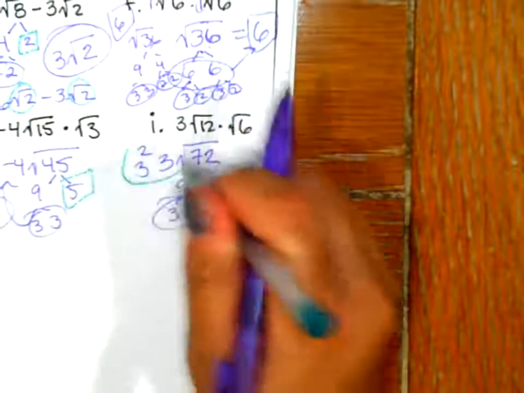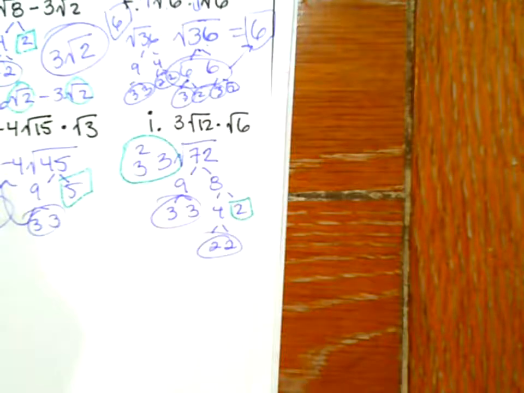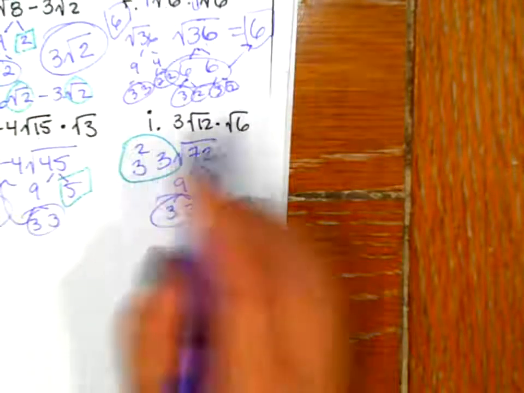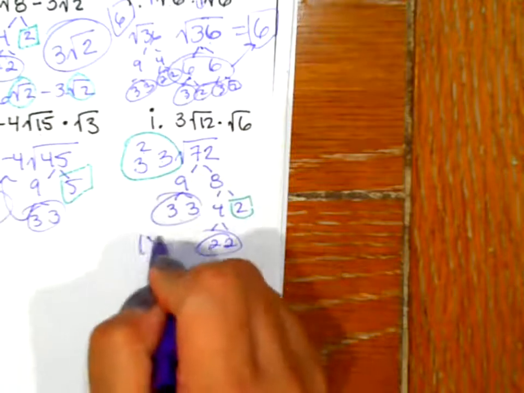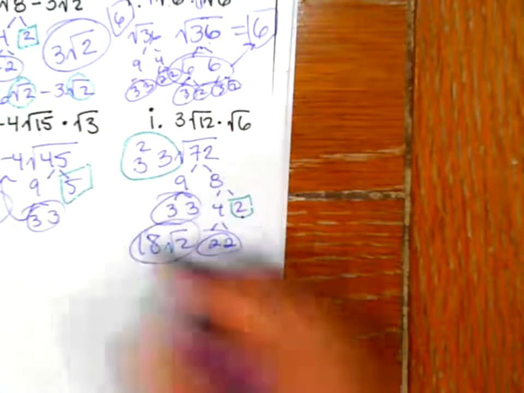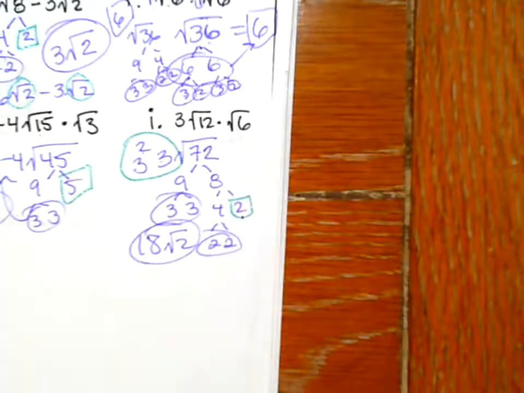And again, when you have all these guys outside, you multiply. So 3 times 3 times 2. That gives me 9 times 2, which is 18. This guy's stuck. Rad 2. There's your answer.